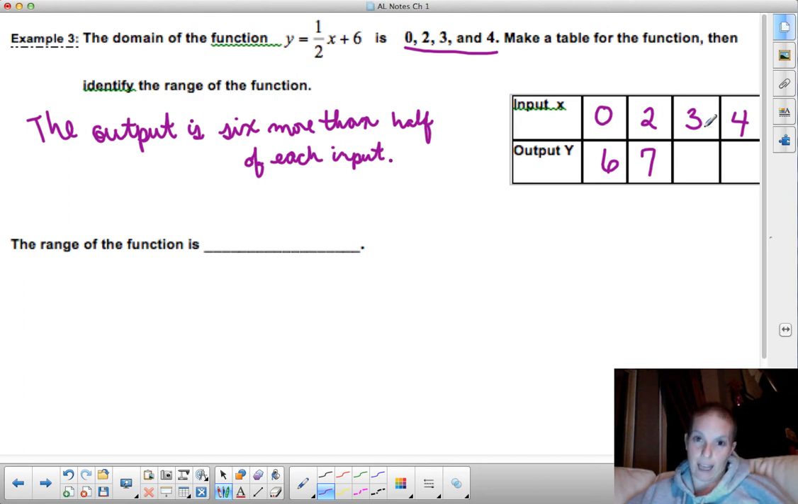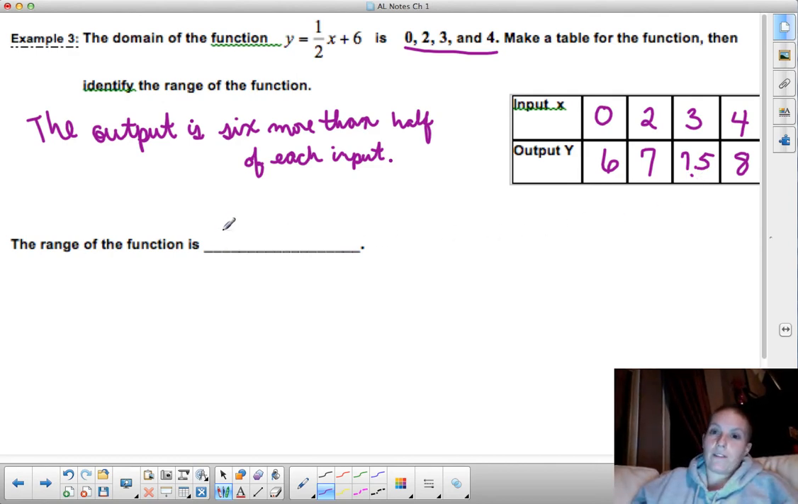Half of 3 is 1.5. 1.5 plus 6 is 7.5. Half of 4 is 2. 2 plus 6 is 8. So the range of this function, of the given domain, is the set containing 6, 7, 7.5, and 8.